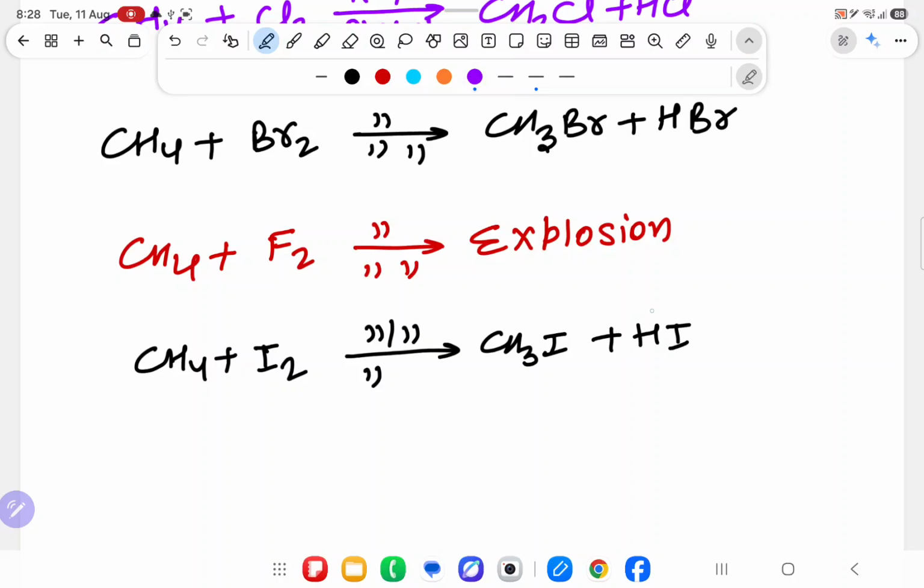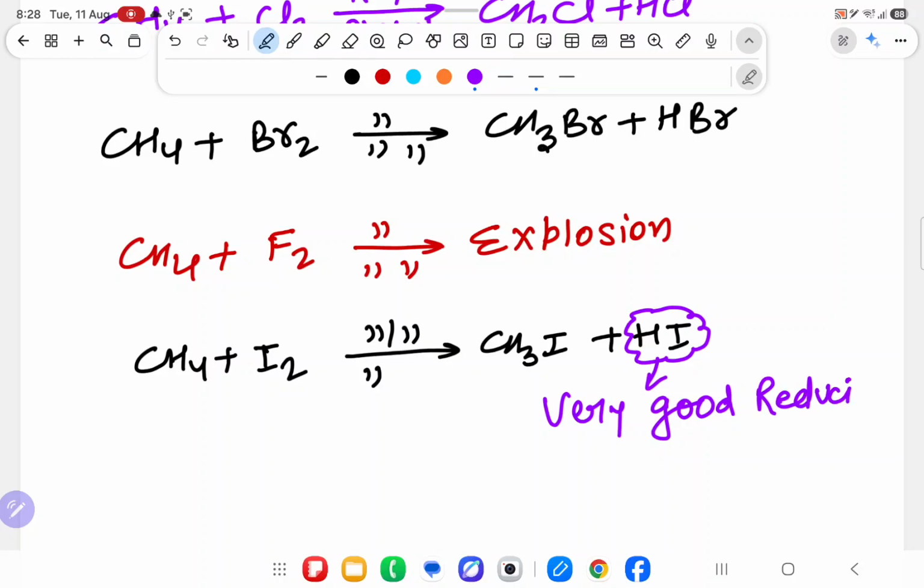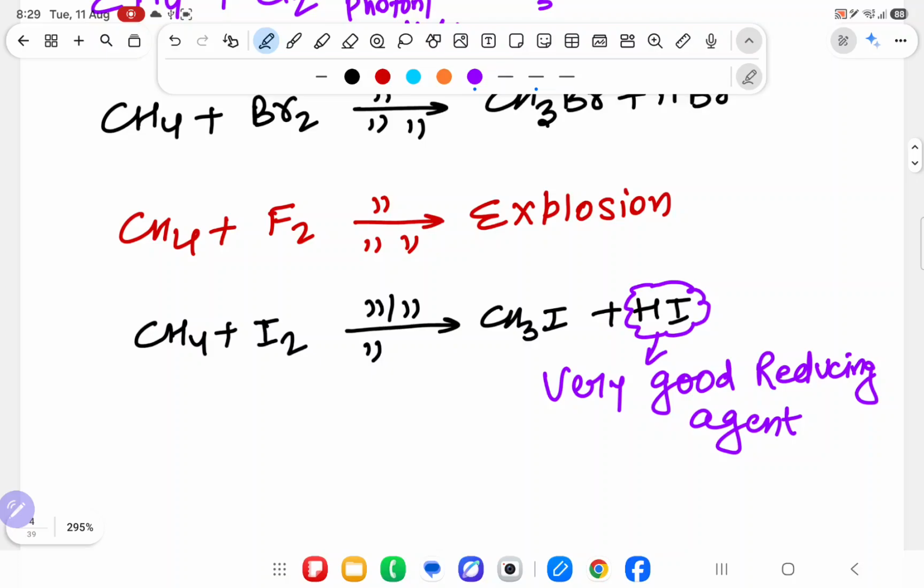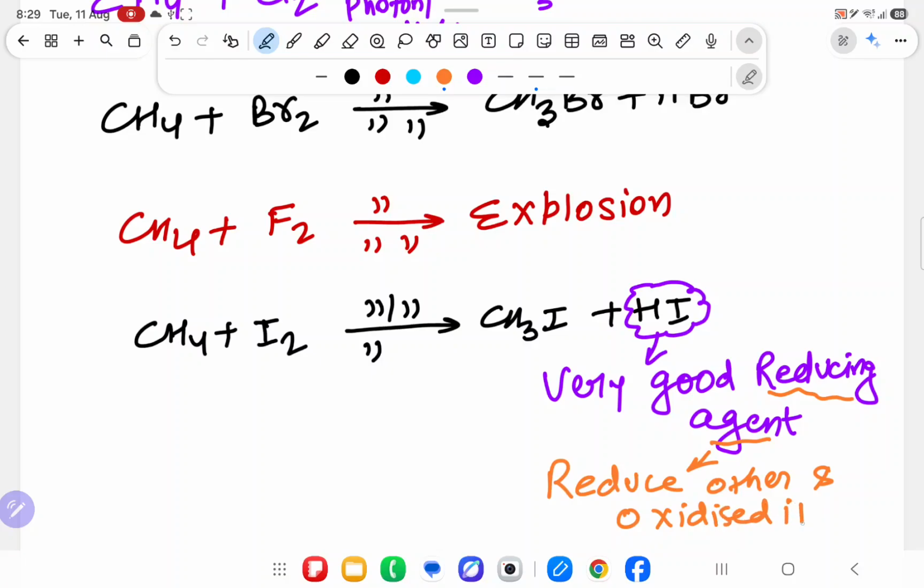But in this case, there is a biggest problem. What is the biggest problem? HI is a very good reducing agent. What is a reducing agent? A reducing agent means one which reduces other and oxidizes itself. And we know that reduction is addition of hydrogen, and oxidation is removal of hydrogen.